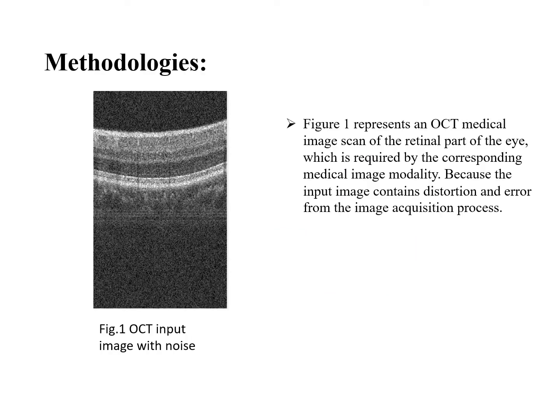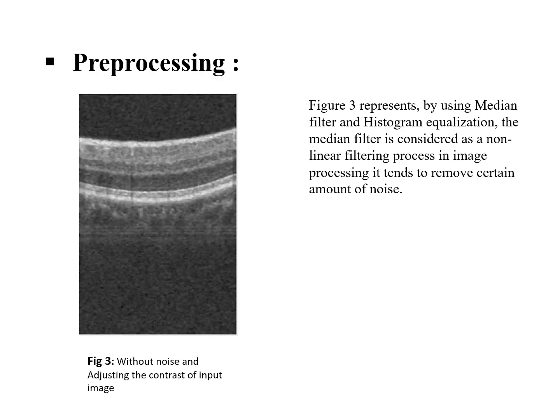Next, coming to methodologies. This figure represents the OCT input image with noise which is generated during capturing of the medical image. In pre-processing, the figure represents that by using the median filter we remove the noise generated in the input image, and adjust the contrast of the image by using histogram equalization.